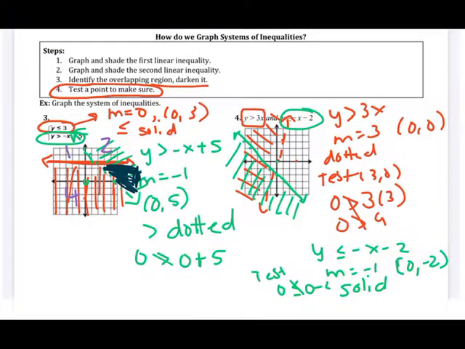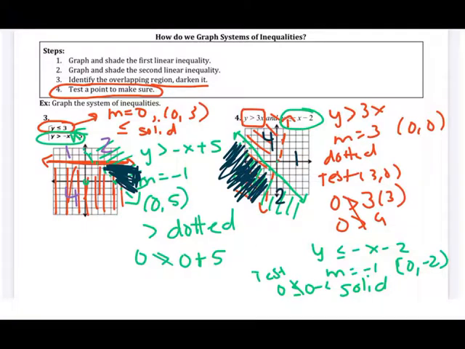Now I need to darken the area where the overlap is. So if I number these, 1, 2, 3, 4, that overlap is in which region? That's right, it's in the third region. It's diagonal from the completely empty region. So my solution is here.